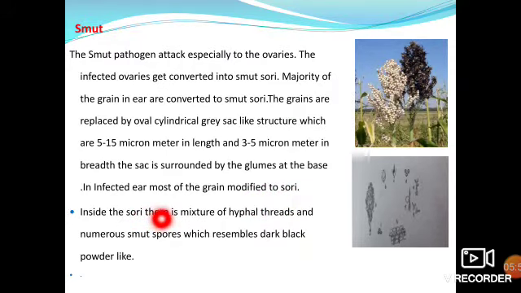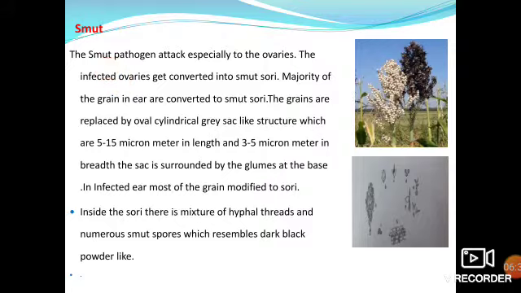So, in this sori, some fungal hyphal threads and numerous spores are present, and these spores are black in color and they look like a black powder. So, in case of smut symptoms, the ovary or the seed is converted into a black sorus, and this sorus has a black powdery mass inside, and this disease is known as smut disease.